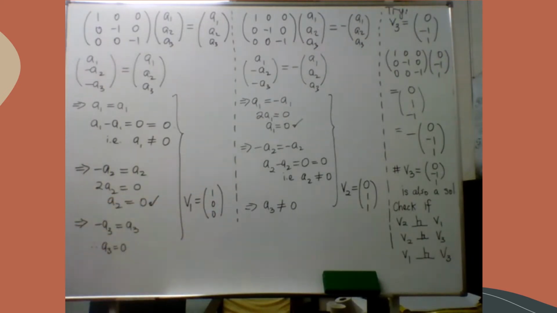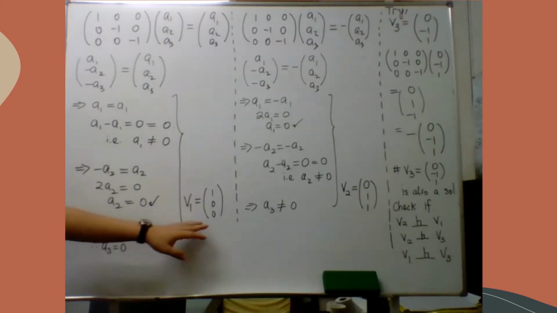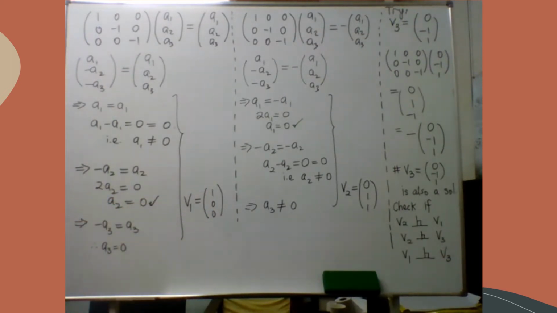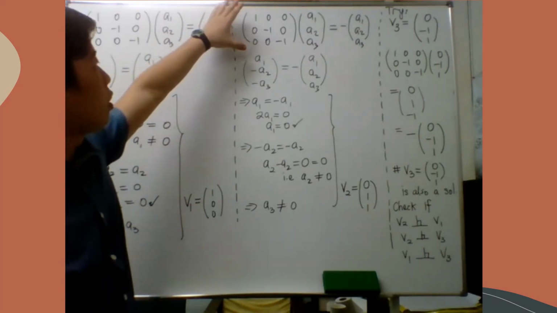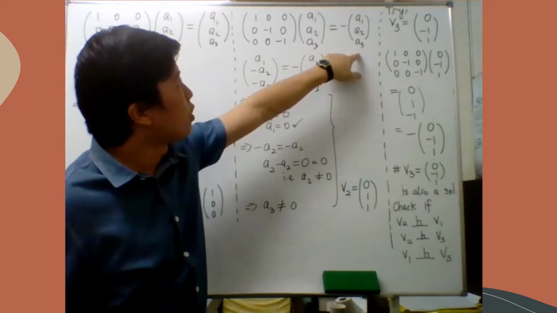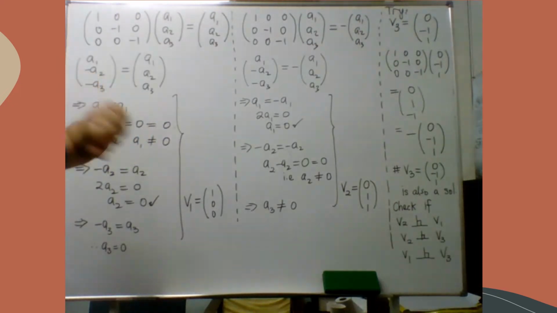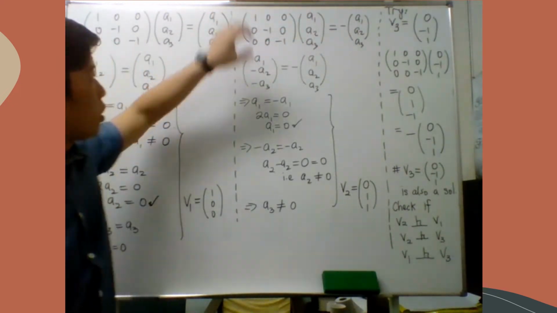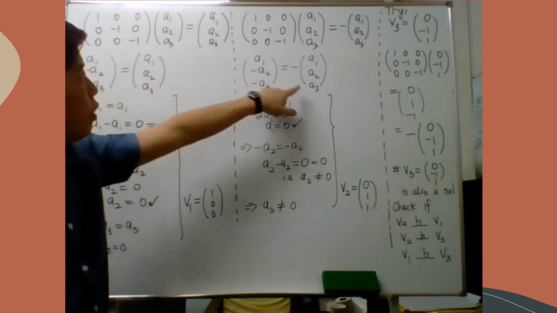So in this case, I choose a1 equals to 1. So this will be the eigenvector for my eigenvalue lambda equals to 1. Now we go to the second one, which is lambda equals to minus 1. We write again the same matrix equation, H multiplied by v equals to minus 1 v. So minus 1 is my eigenvalue now.